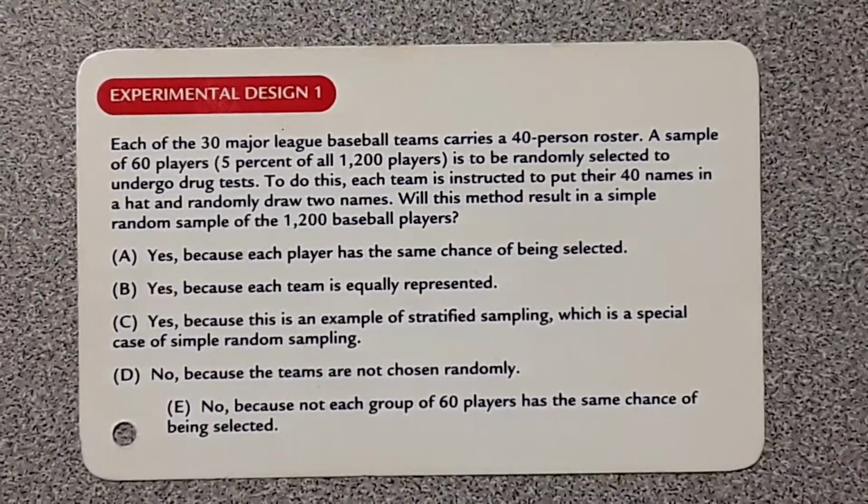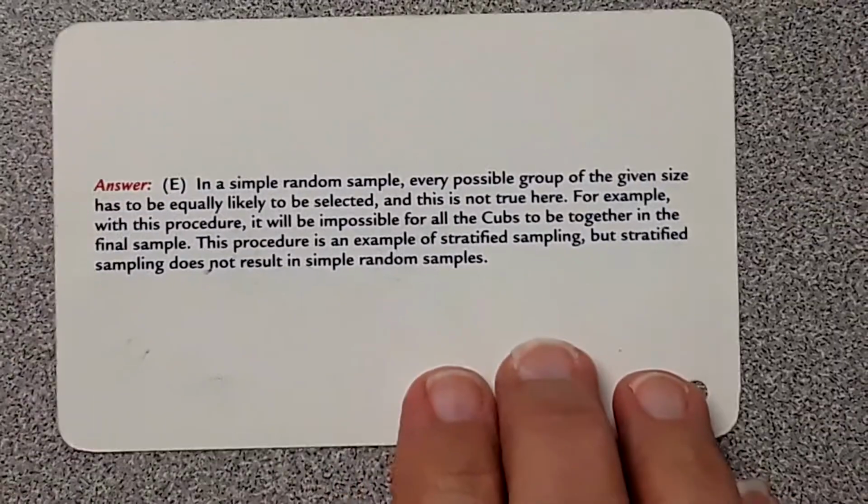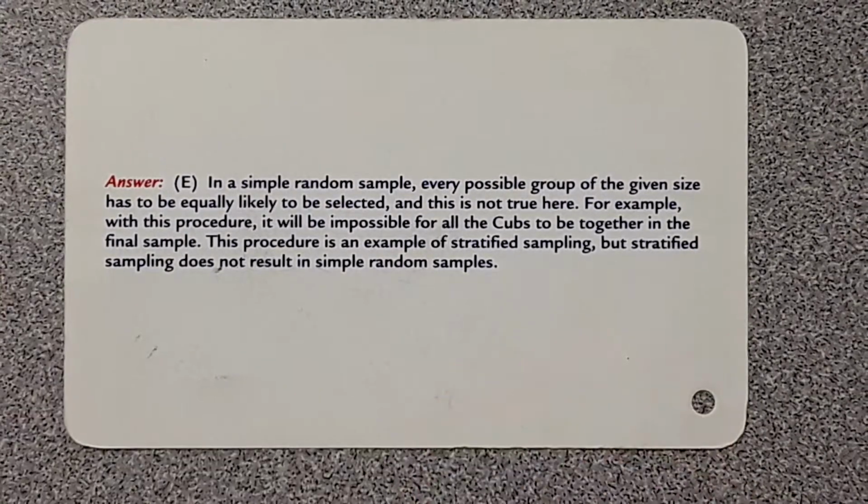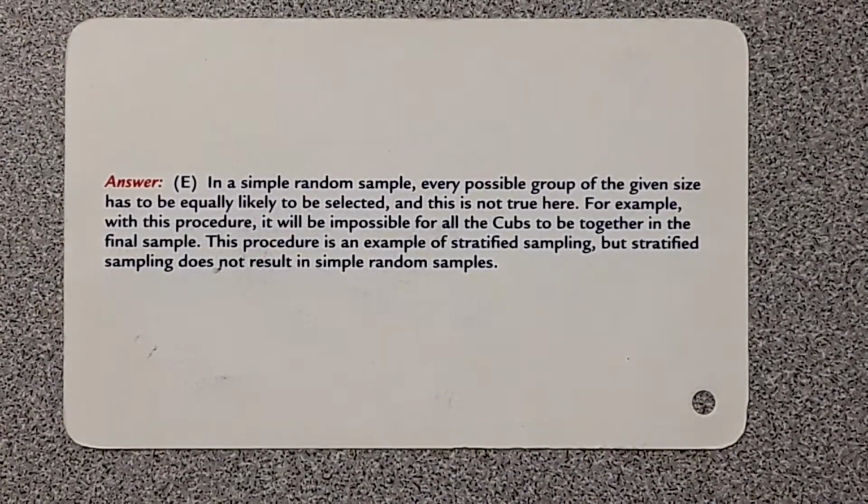You guys are gonna love this answer, because it reminds me of the question that you guys missed last night on the quiz. The answer is E. In a simple random sample, every possible group of the given size has to be equally likely to be selected. And this is not true here. For example, with this procedure, it will be impossible for all the Cubs to be together in the final sample. This procedure is an example of stratified sampling, but stratified sampling does not result in a simple random sample.